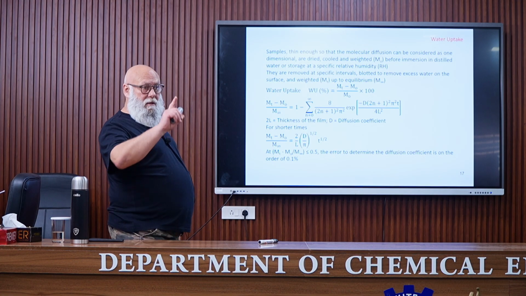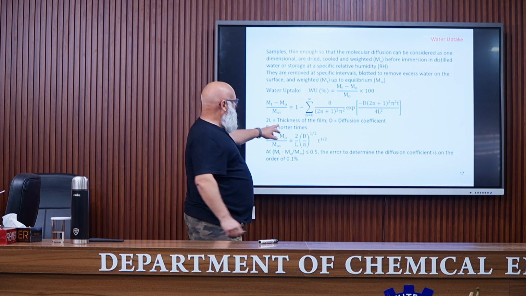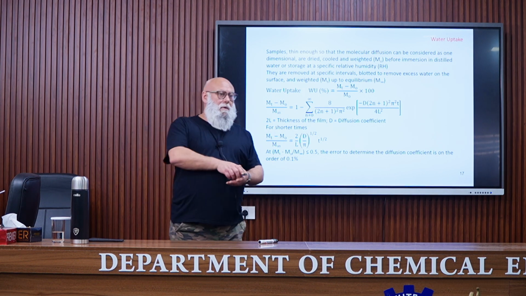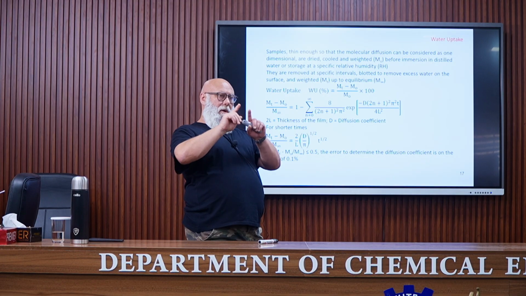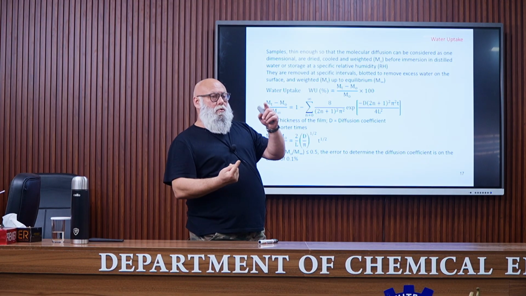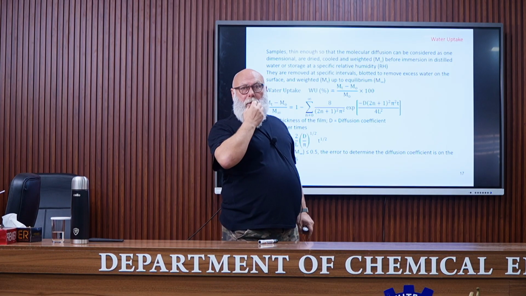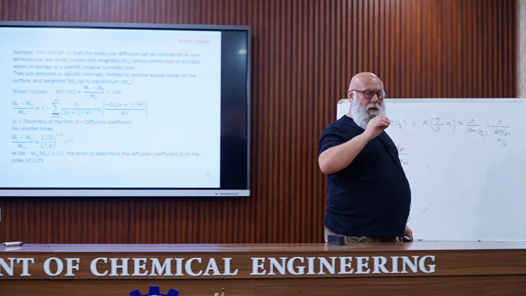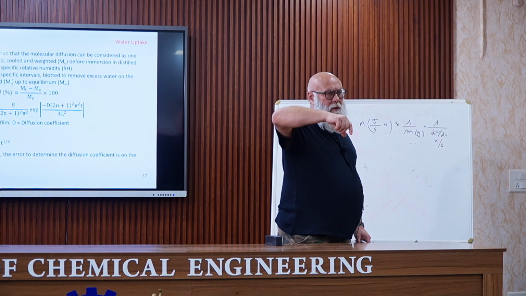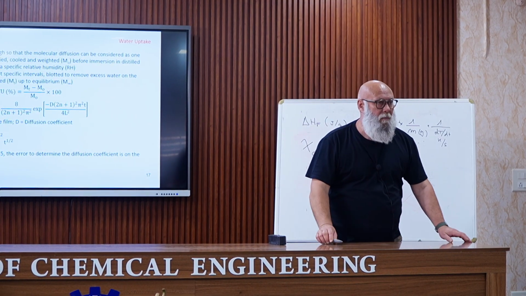But there is one restriction. You can see that here we have the thickness of the film. So it's necessary to have a film that is thin enough compared to the lateral dimension to have one-dimensional diffusion. Typically, the thickness should be lower than 1 millimeter, and you have to use a 1 centimeter square sample.